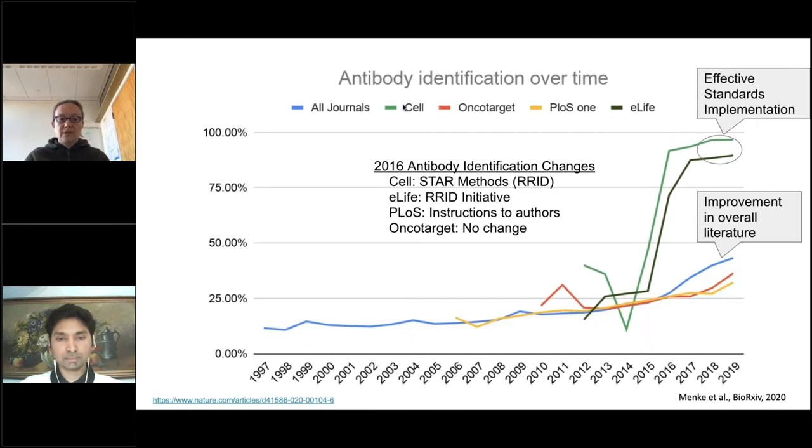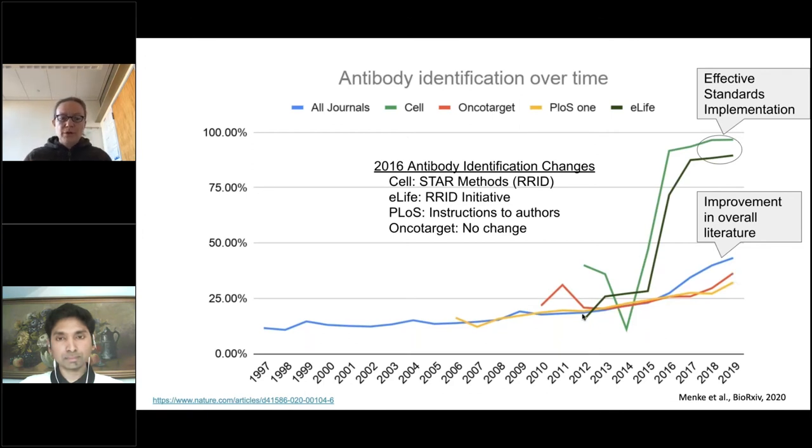So if we look at Cell and eLife, we actually are leading the charge here. This implementation basically allows, at least in 2019, when we finished looking, for nearly 90 plus to 100% of the antibody reagents to be identified easily. And when you look at something like PLOS One, which does have instructions to authors to add RRIDs, I think this is pretty good evidence that nobody reads those because the journal actually lags the average, and it even lacks OncoTarget, which has had absolutely no change in the instructions to authors.